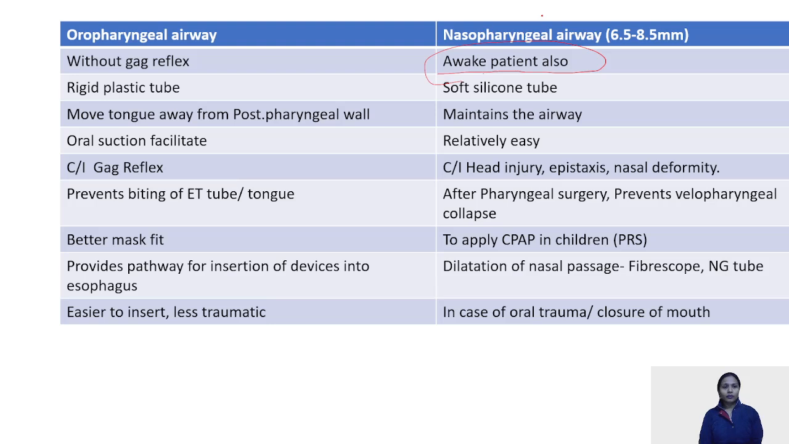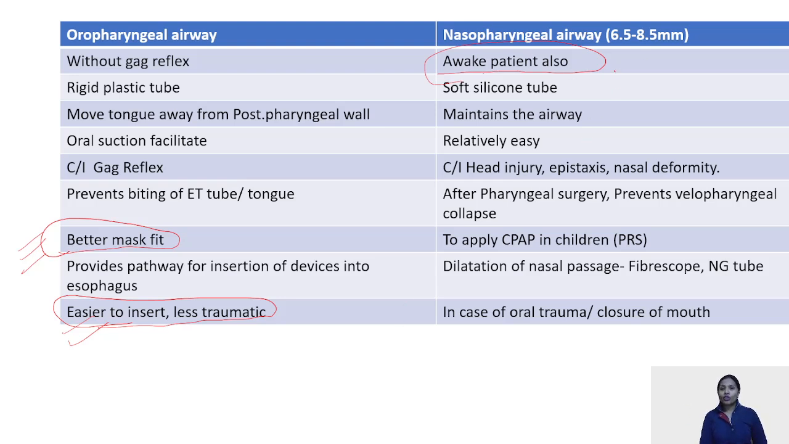Done. With the oropharyngeal airway, oral suctioning can be done. Then it has a better mask fit. I've already told you it is used after the induction. So if you're not able to ventilate the patient, insert the oropharyngeal airway and over that keep your anatomical face mask and then ventilate the patient. It also is easier to insert and less traumatic. The chances of bleeding are quite less in comparison to the nasopharyngeal airway.